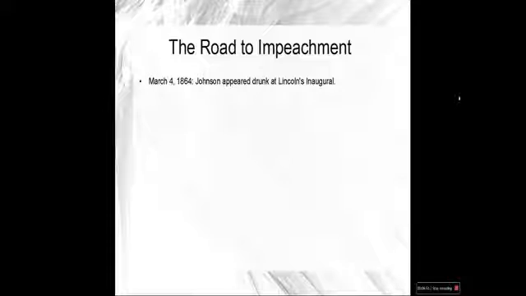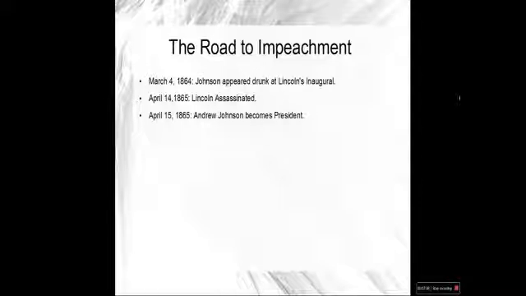The road to impeachment. March 4, 1864. Johnson appeared to be drunk at Lincoln's inaugural. April 14, 1865. Lincoln was assassinated. April 15, 1865. Andrew Johnson became America's 17th president. While passions against the South were still running high following the war and the assassination, Johnson sided with the radicals.